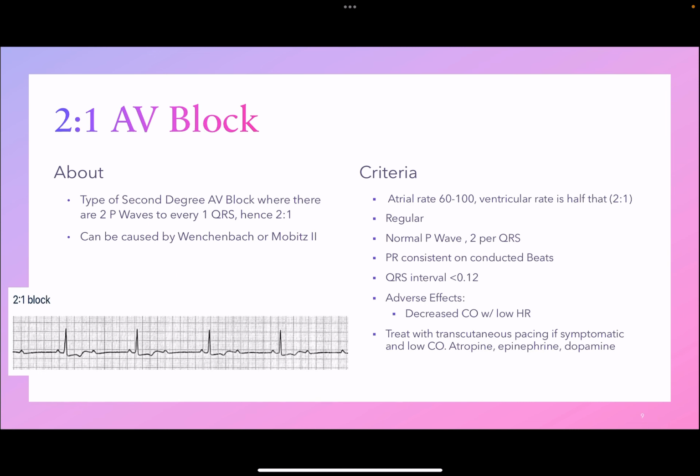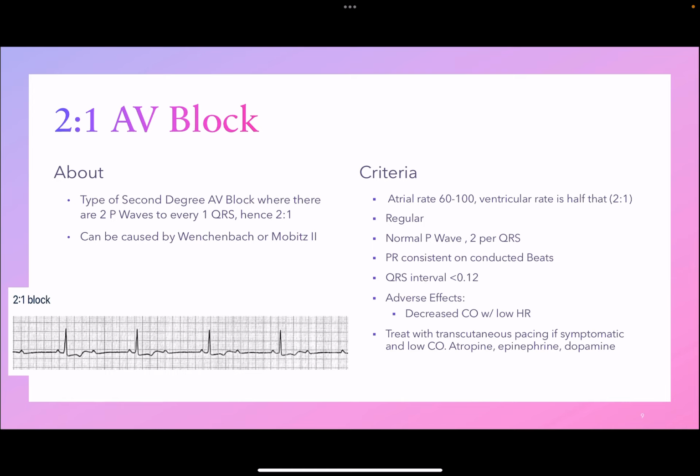Now we can loop back around and talk about the 2-1 AV block. This is a type of AV block where there are 2 P waves for every 1 QRS, hence the 2-to-1. And this can be caused by Mobitz 1 or 2. That's why I wanted to make sure we went over what Mobitz 1 and 2 were in the beginning, and then come back and talk about this 2-1 here.